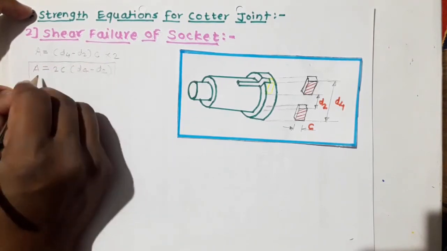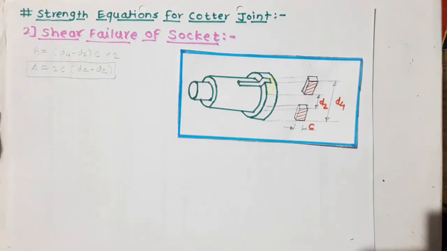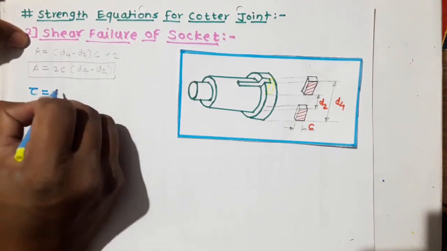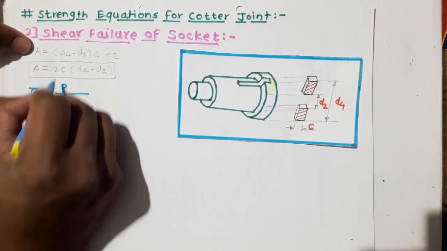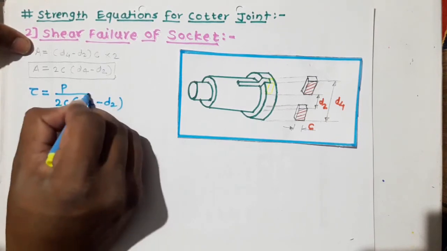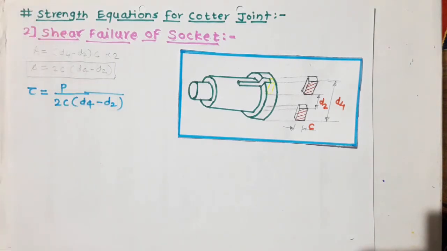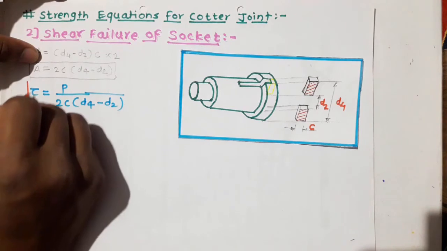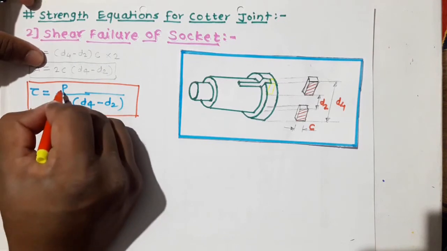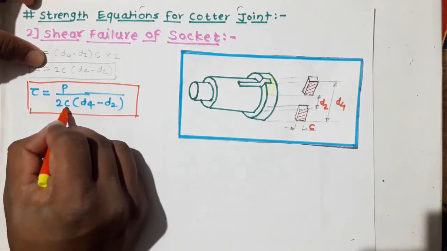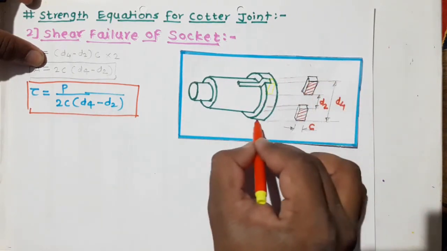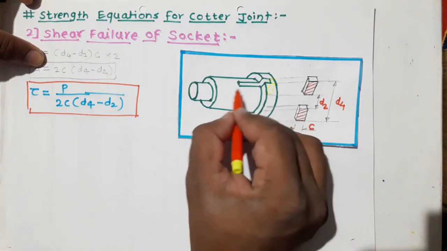Okay, and now we can write the equation of shear stress. The shear stress is given by tau is equal to force upon area. Force is P, and the total area which is subjected to shear stress is twice c into d4 minus d2, and this is the equation of shear stress which is induced in the socket. Where this tau is nothing but the shear stress induced in the socket, P is the external applied load, c is the distance between the end of the slot and the end of the socket, d4 is the outside diameter of this socket collar, and d2 is the inside diameter of this socket.